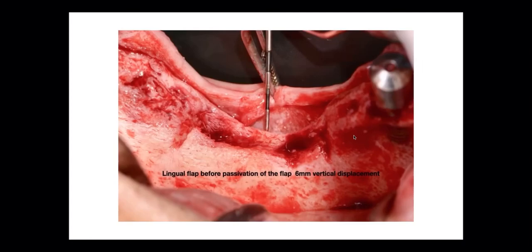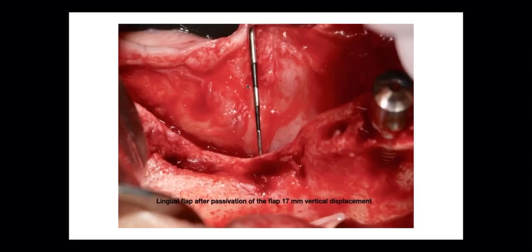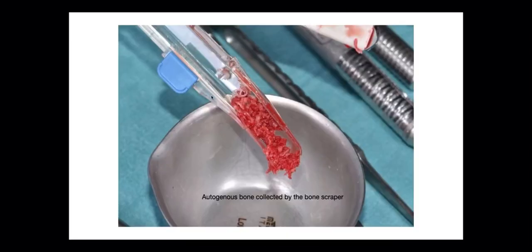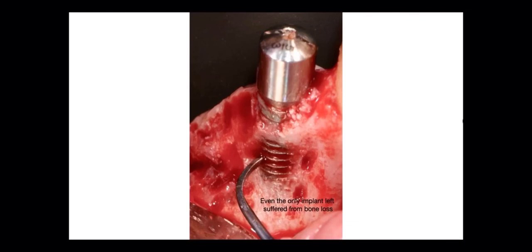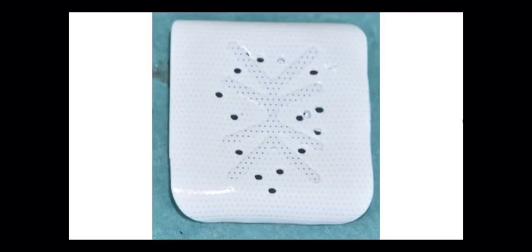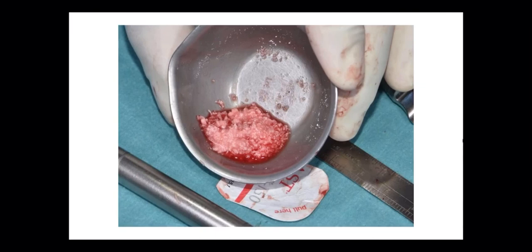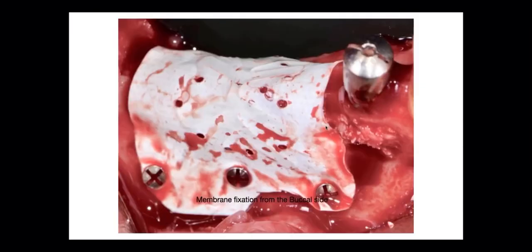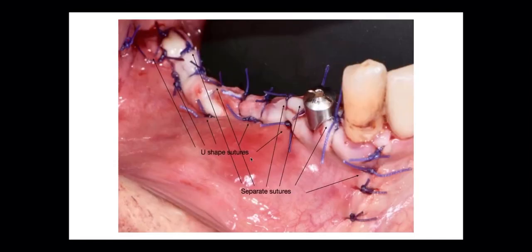Those are the incisions that were really necessary to do the vertical bone regeneration. This is the lingual flap passivation, 17 millimeter vertical displacement. This is the bone that was collected by the bone scraper. Titanium reinforced membrane, mix of bone, 50-50, placed, membrane tacked from the lingual and the buccal sides. Combination of U-shaped sutures and separate sutures. The U-shaped sutures are the horizontal mattress sutures.